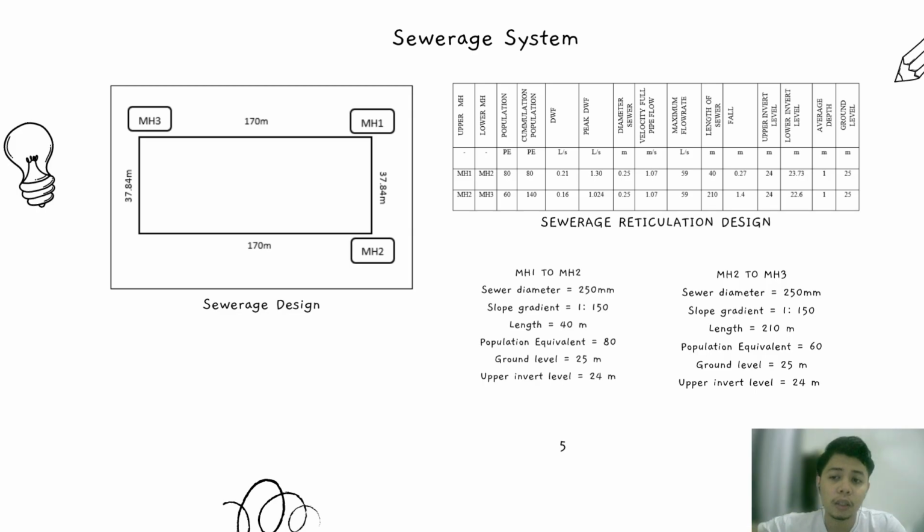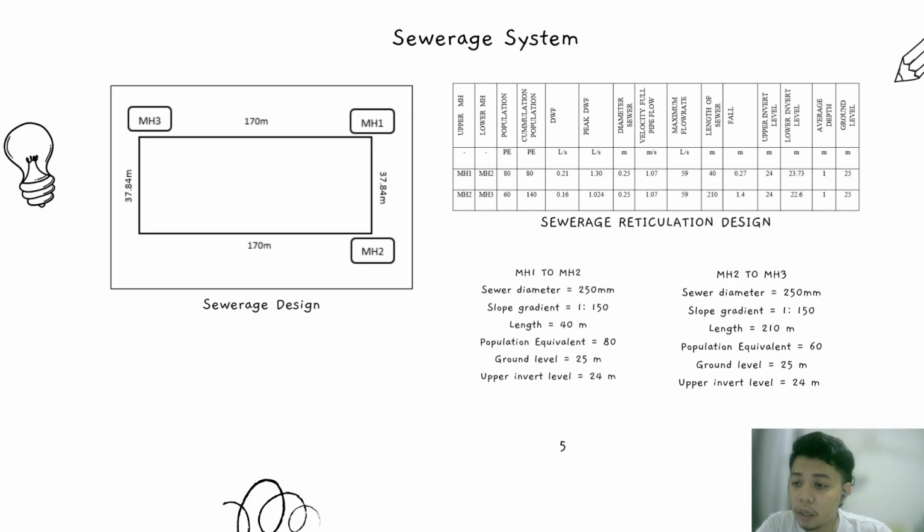Dry weather flow is 0.21. Peak flow factor is 6.21. Diameter of sewer is 0.25 and area is 0.49 meter. Wetted perimeter is 0.79 meter. Hydraulic radius 0.62. Gradient is 0.007. Velocity we got 1.07. Maximum flow rate 59 and bigger than DWF.